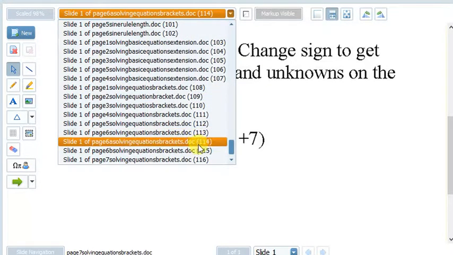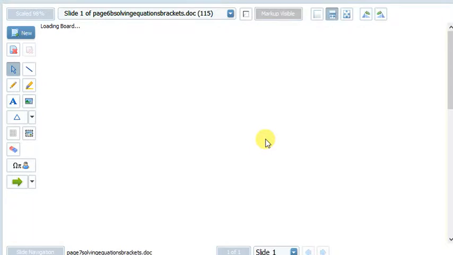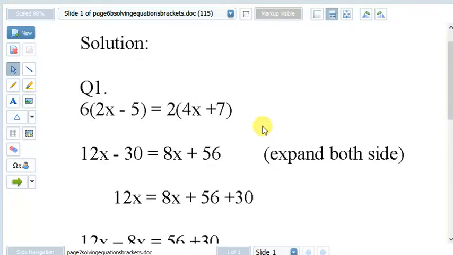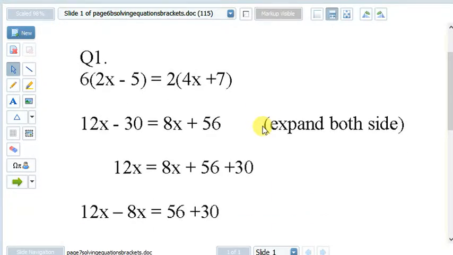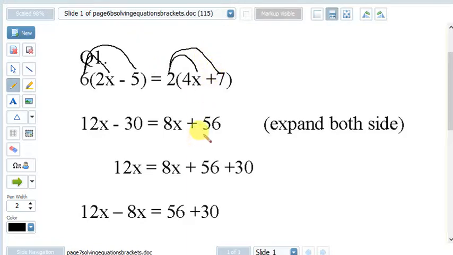Okay, so let's work our way through this question. So the first thing that we've got to do is to expand out both sides of the equal sign. Okay, so let me just rub out that. Okay, so 6 times 2x is 12x, and 6 times minus 5 is minus 30. 2 times 4x is 8x, and 2 times 7 is 14.